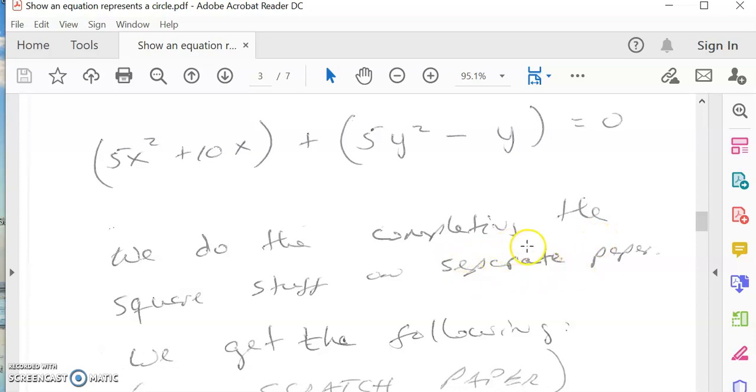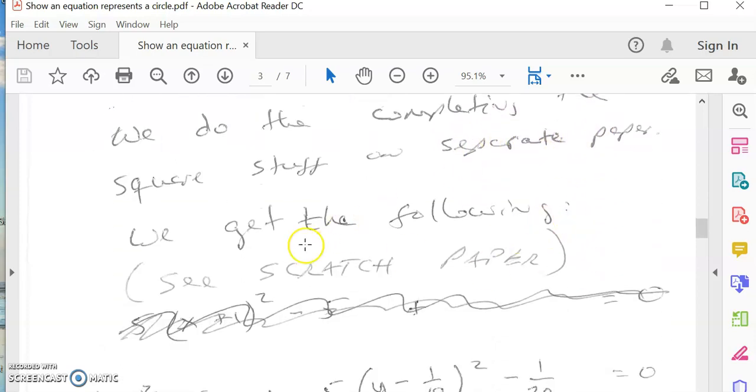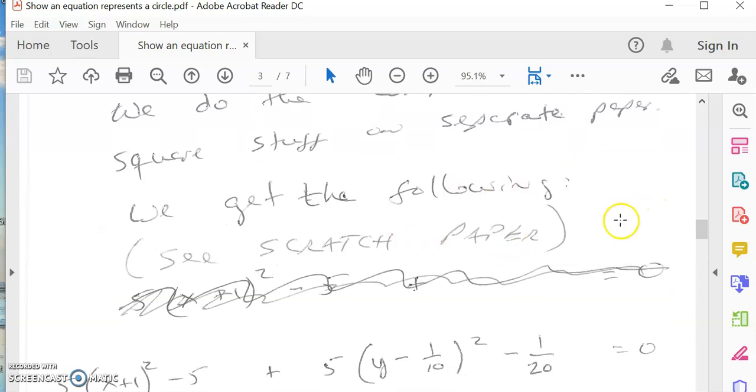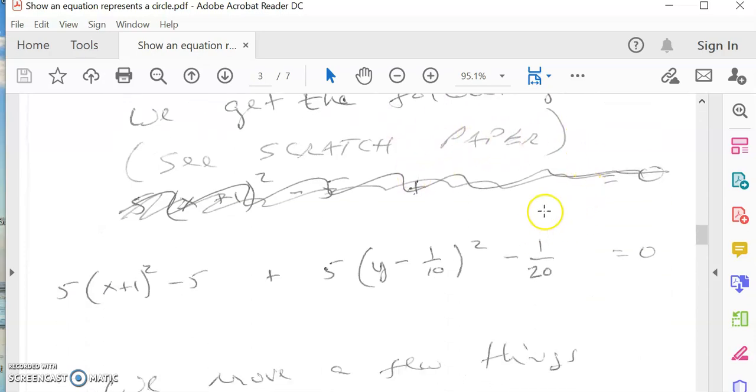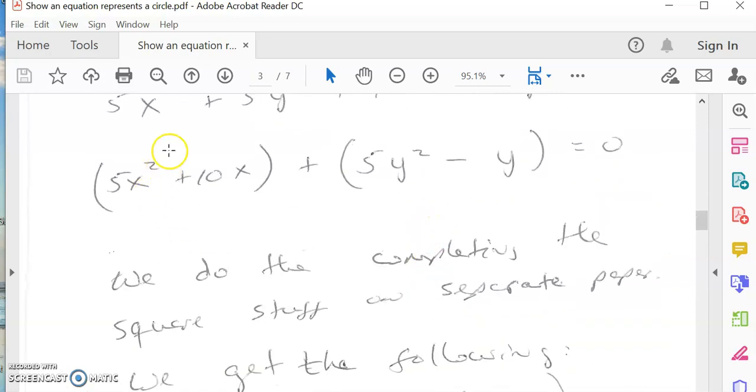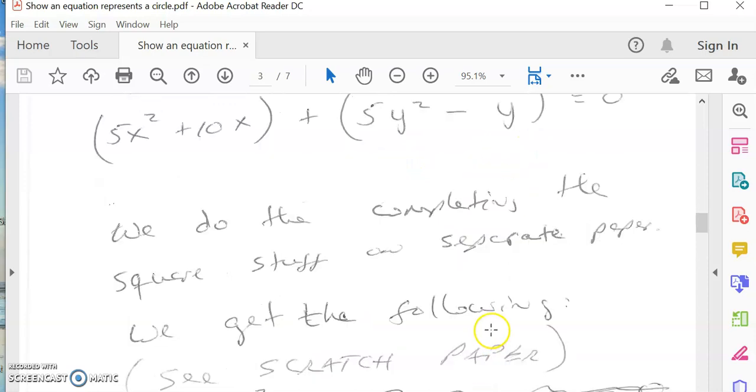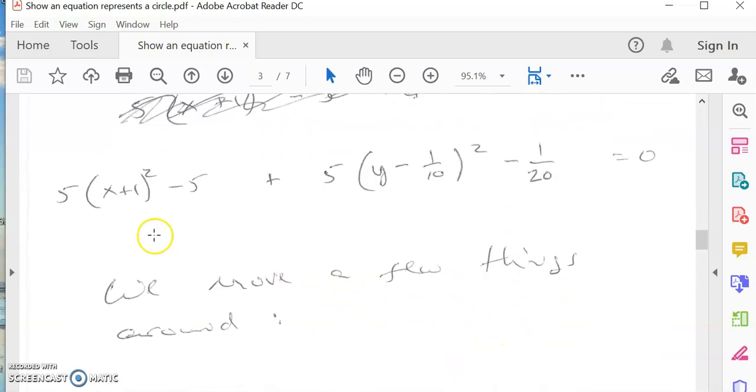We're going to do that on a separate paper, and here's what we get. We'll see that in just a minute. So we get the following. See my scratch paper at the end. All of this right here comes straight down. And what do we get? We get 5 times x plus 1, quantity squared, take away 5. Over here, we have the same concept: 5 times blah, blah, blah. Well, gosh, we're getting close, right? It kind of looks like x minus h quantity squared, y minus k quantity squared. We're getting close, right?